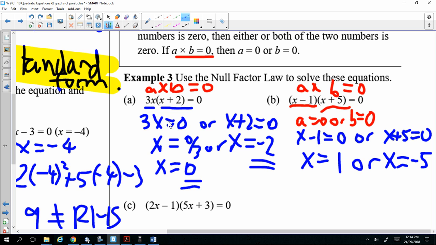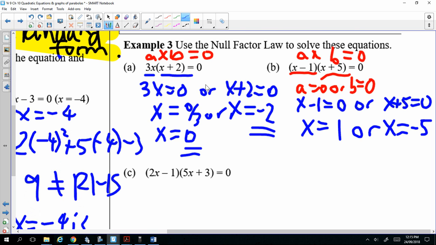So let's say I wrote this statement. Something times 5 is 0. What would that something be? 0. It has to be 0. It can't be anything else. All got it? One more question. Good.